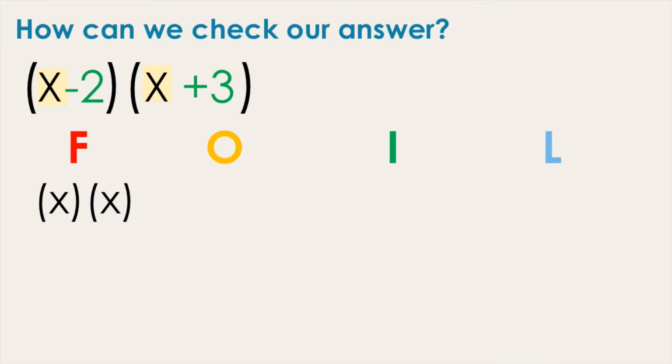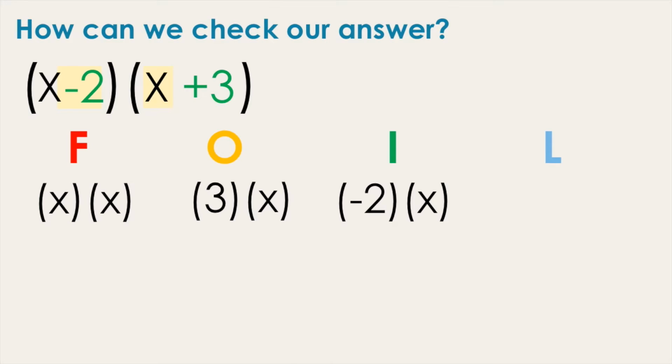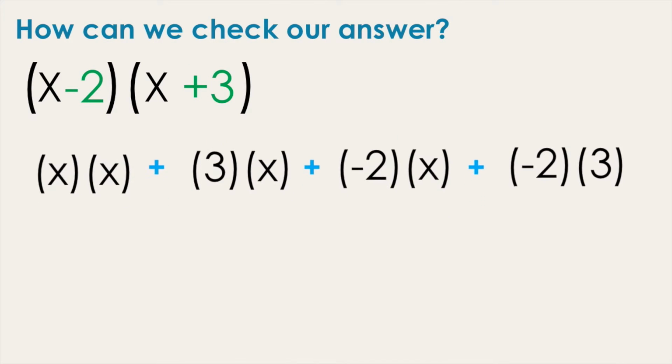So let's go ahead and FOIL. We begin by multiplying the first term in each set of parentheses, x times x, then multiplying the outer terms, 3 times x, multiplying the inner terms, negative 2 times x, and multiplying the last terms, negative 2 times positive 3. Then we need to separate our multiplied terms with addition symbols. Now we can go ahead and simplify.